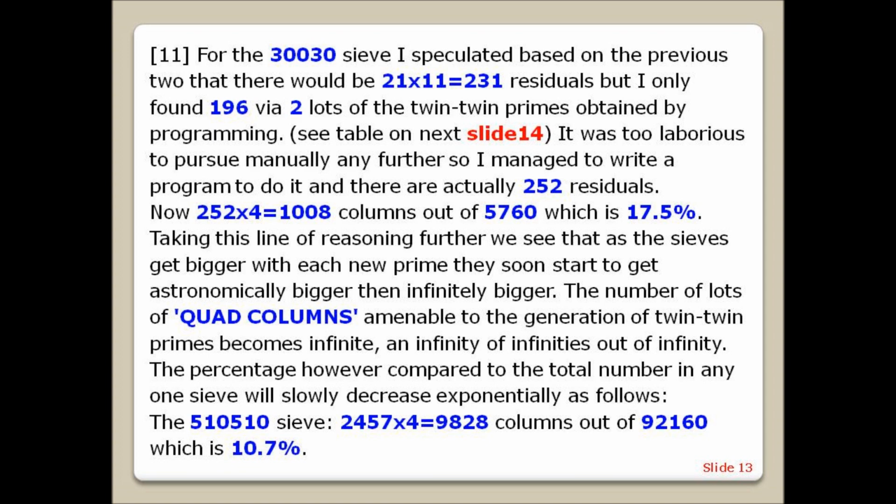The 510,510 column sieve has 2,457 residuals times 4 is equal to 9,828 columns out of 92,160, which is 10.7%.